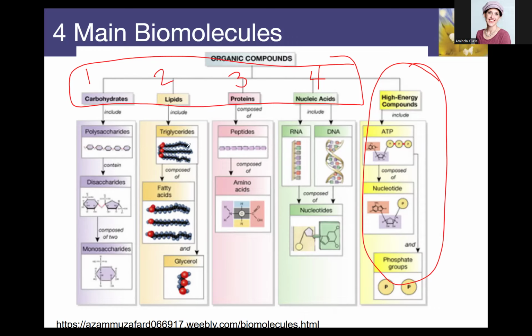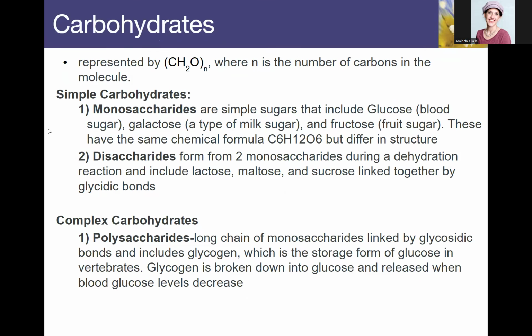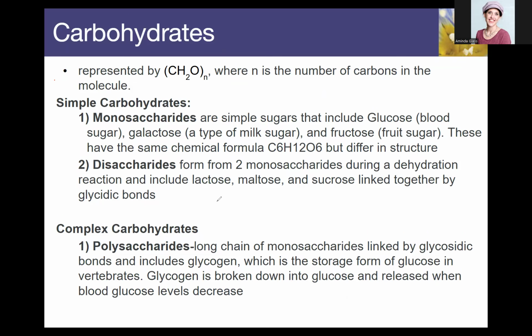We have nucleic acids. That breaks into two parts, RNA and DNA, and these are composed of nucleotides. We're going to go into detail about each one of those, but this just gives you a breakdown, a nice little overview. So the first is carbohydrates. Now, carbohydrates, you might see written like this, where n is the number of carbons in the molecule.